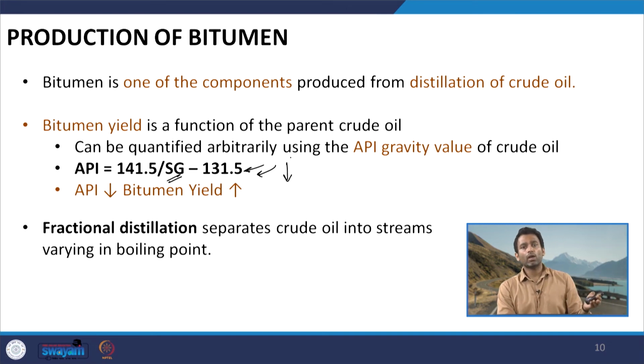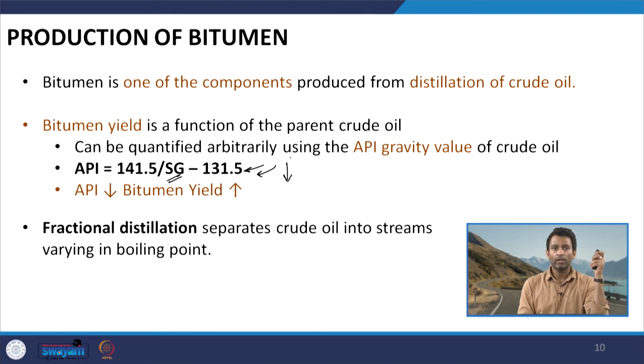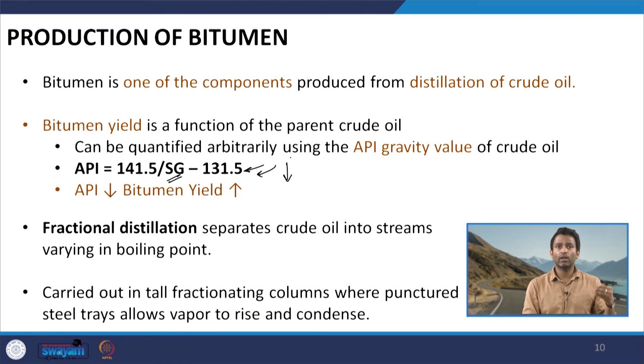Now, let us talk about the process by which the bitumen is produced. Bitumen is produced through the fractional distillation of crude oil, and in fractional distillation, this crude oil gets separated into various other components of different boiling points. This process is done in a tall fractionating column, where at different heights we have punctured steel trays.